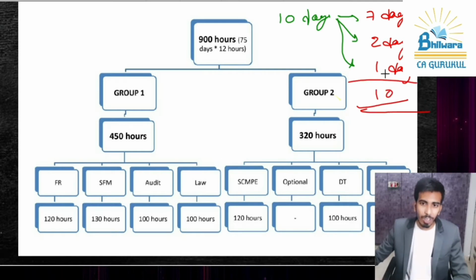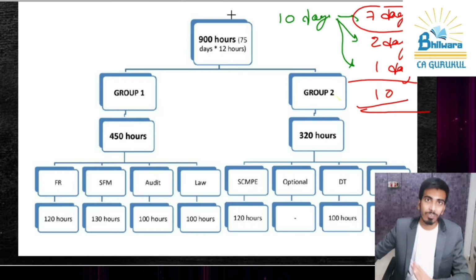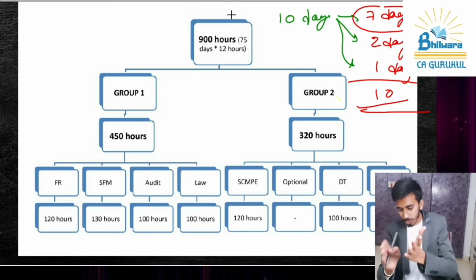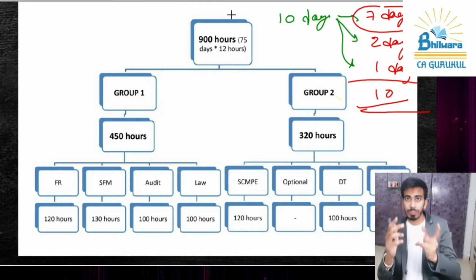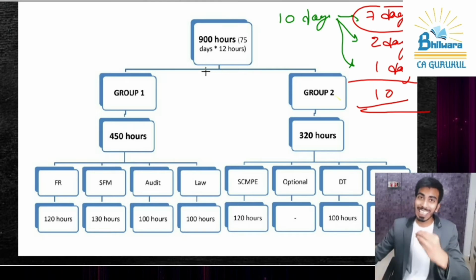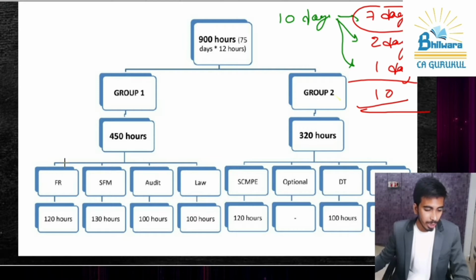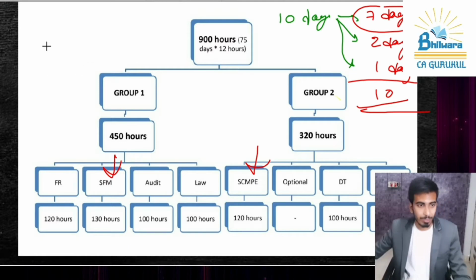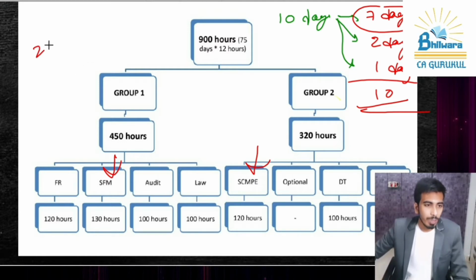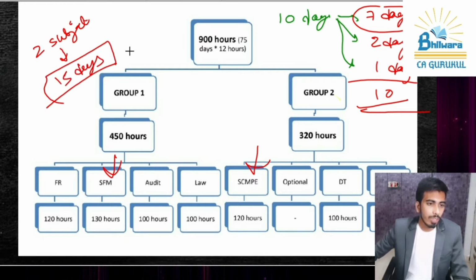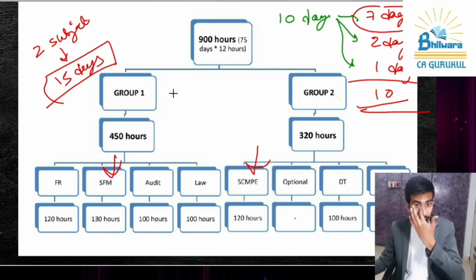So now we have a broad idea of what we want and how much we have. Those are two different things. So we have exactly 7 days for one subject. What I suggest is you can start with SCMP and SFM. So you have to pick up 2 subjects, and for 2 subjects you will have around 15 days roughly. So you have to study 2 subjects in 15 days. So this is our roughly overall plan.